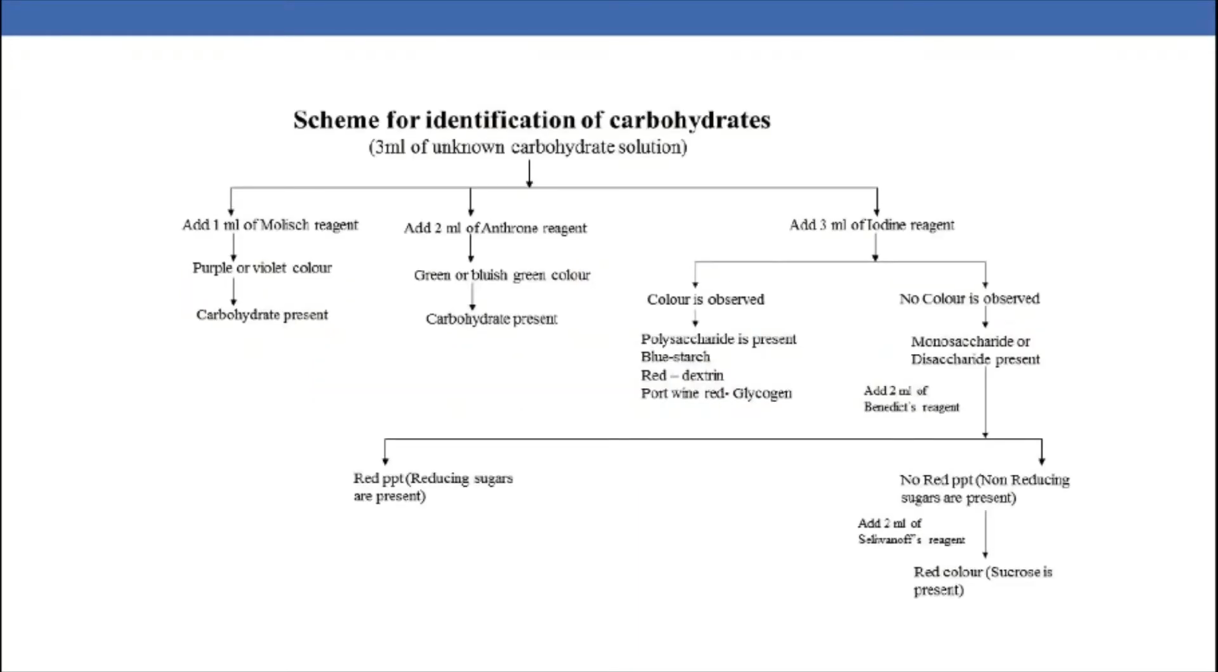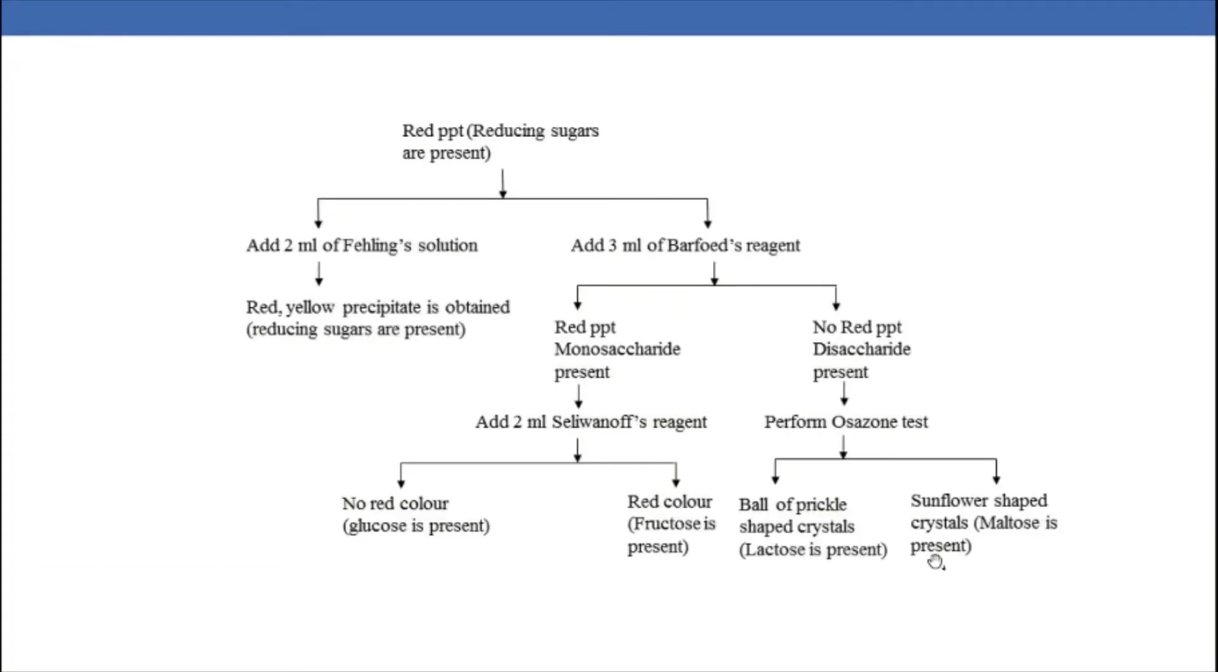To perform the identification of carbohydrates, you have to follow this identification scheme, and you have to confirm which carbohydrate sample is given to you. So you have to perform all these tests sequence-wise. Okay, first you have to perform Molisch test, then iodine test, and likewise. So you have to follow this identification scheme.